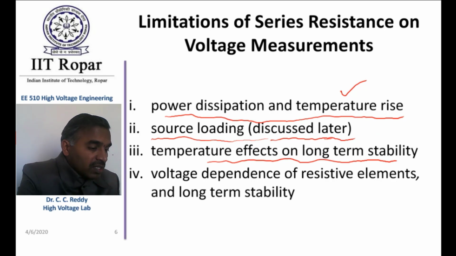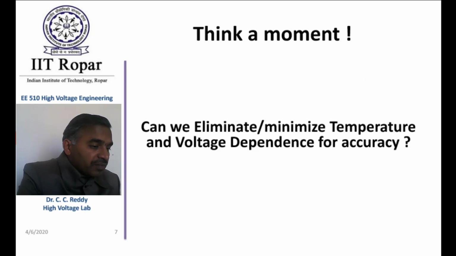So here the current values are significantly high compared to the electrostatic voltmeter. So source loading is another problem, and also the voltage dependence of resistive elements and their long-term stability. Here also internal sintering may happen inside the resistances, and then it may affect their long-term stability.